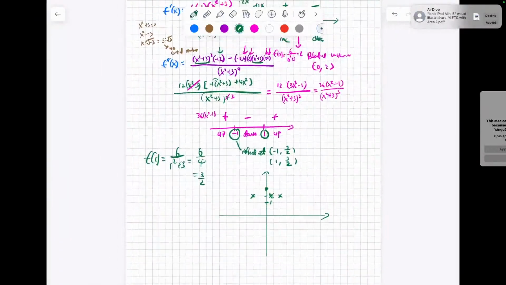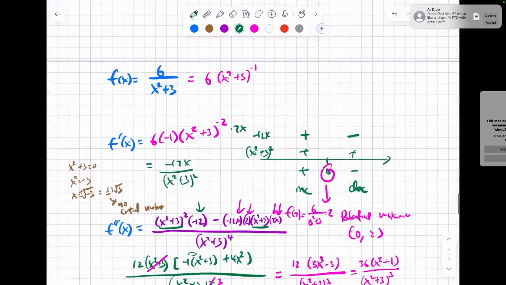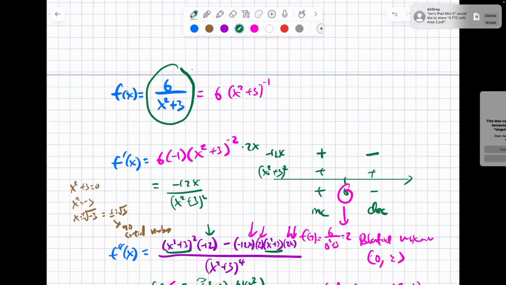Also, I want you to know something. Do you know the horizontal asymptote for this case? What is a horizontal asymptote?